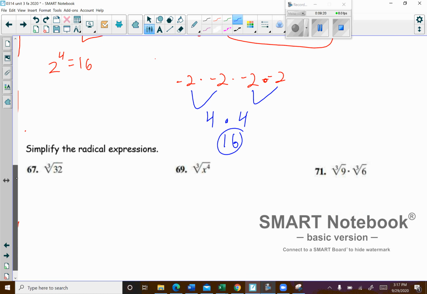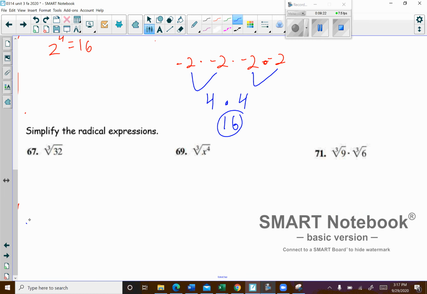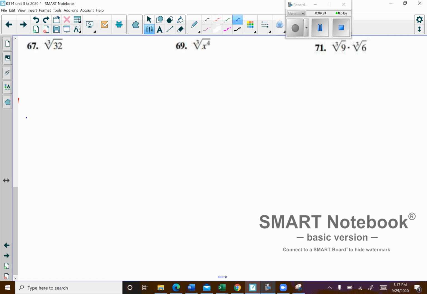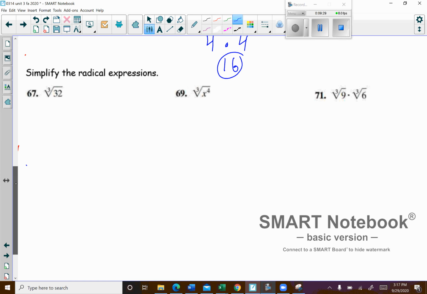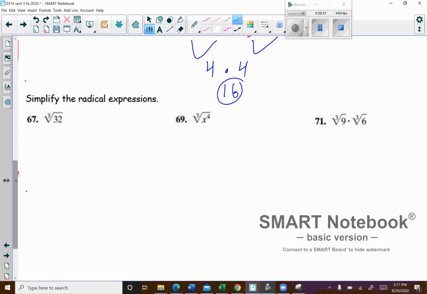Okay, so now what we're going to do on the next couple examples is something we've done before, we just haven't done it with anything other than square roots. Let me give you an example of where we've seen this before. We've done stuff like the square root of 20. And what we did was we broke it up into the square root of 4 times the square root of 5, right? And then that became 2 square roots of 5, right? That's basically what we're going to do here.